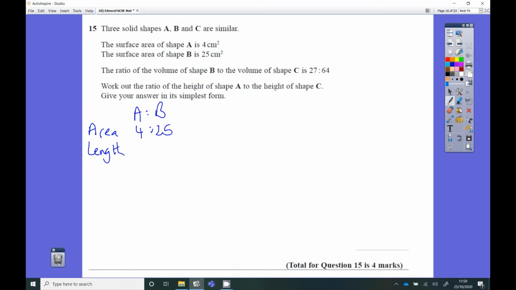Now how do you move between the length and the area ratio? One's one-dimensional, one's two-dimensional. So we square. To go from length to area, you would square the ratio. To go from area to length, you square root. So the square root of 4 is 2. Square root of 25 is 5. So the length ratio between A and B is 2 to 5. Now with regard to B to C, we are given the volume ratio of 27 to 64.